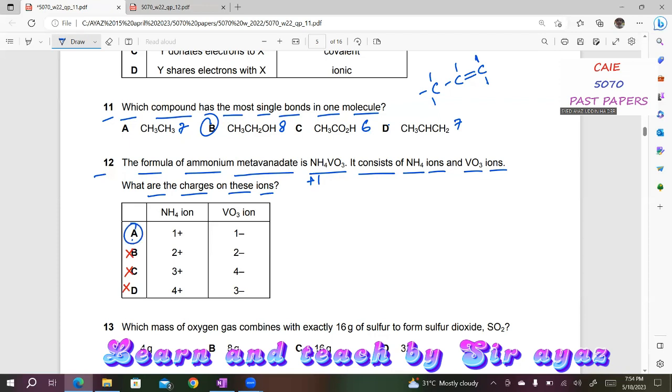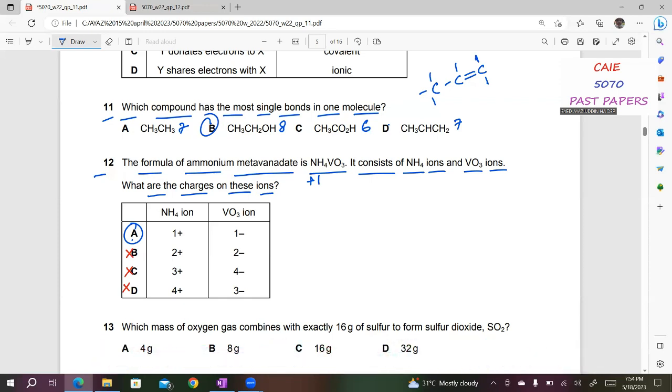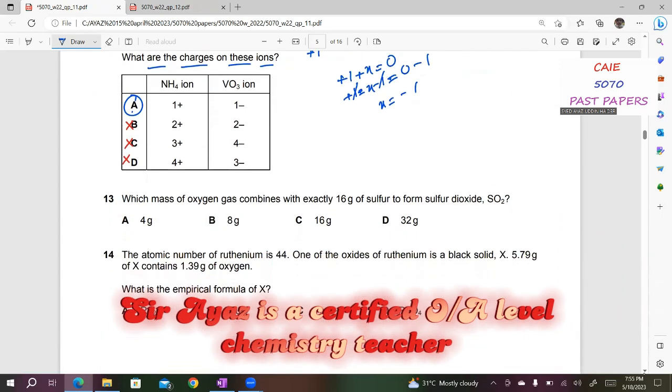You can solve it by doing this calculation. You know the charge on NH4, so I will write +1 for NH4. I don't know the charge on VO3, so I will write plus X is equal to 0. So if you solve for the charge on VO3, you will get X: +1 - 1 is equal to 0 - 1, and you will get X is equal to -1. So in this way, you can calculate the charge on VO3.